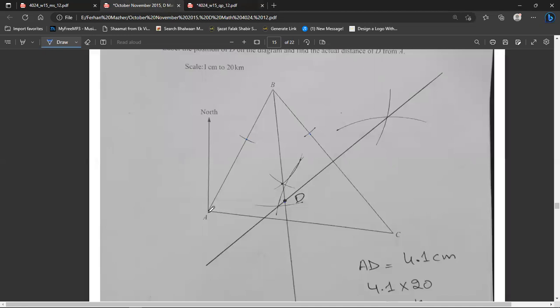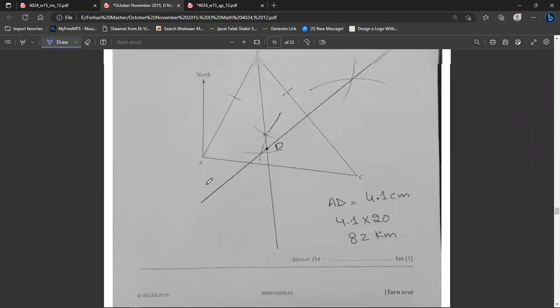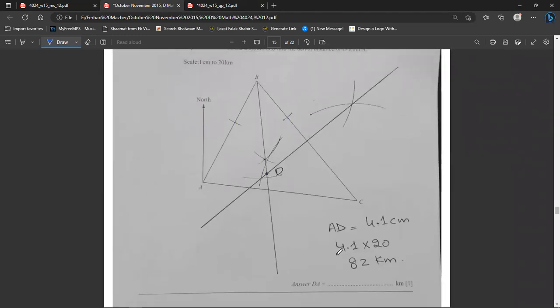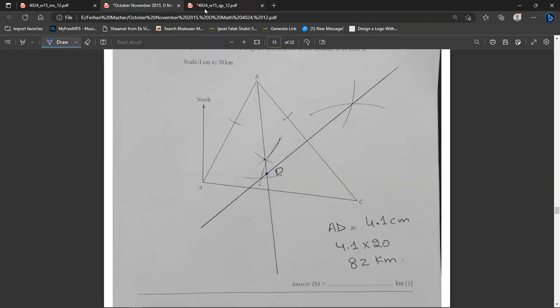I have measured it with the scale. This AD is 4.1, and because this AD is 4.1, so according to the scale, each centimeter is 20 kilometer. So 4.1 multiplied by 20, and that will be 82 kilometer. Let's check. 80 to 84 kilometer. Our answer is 82 kilometer, which is perfect. This is how it is done.